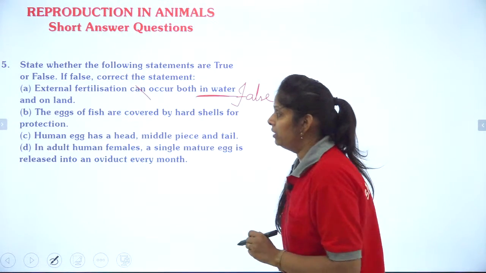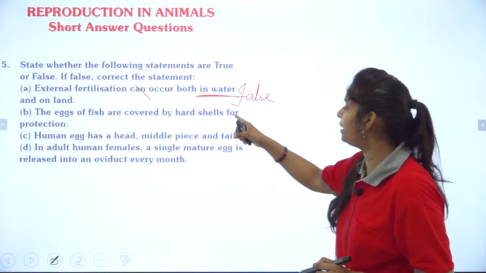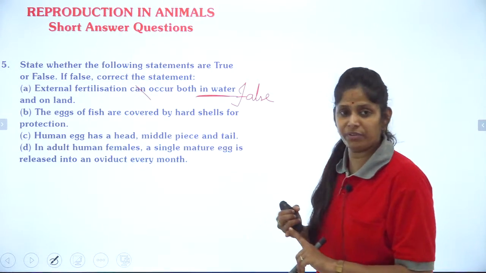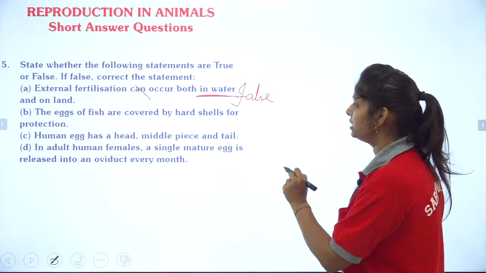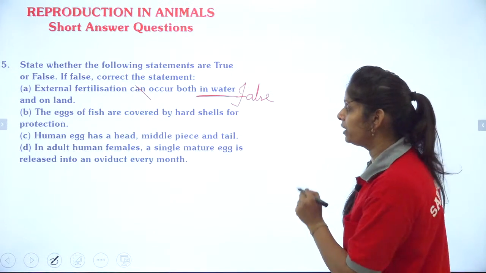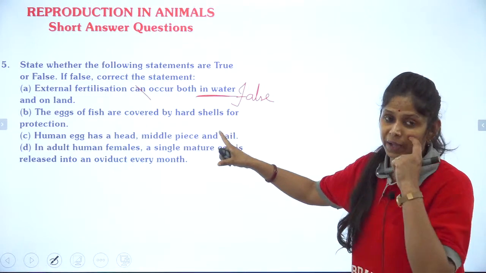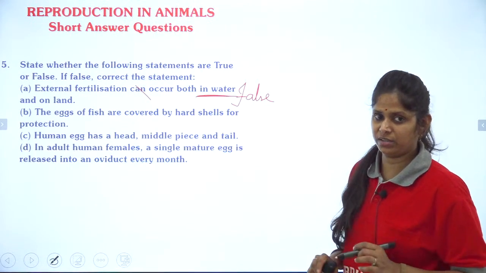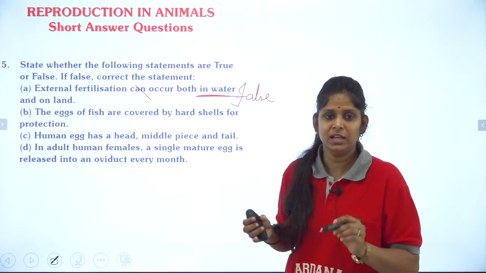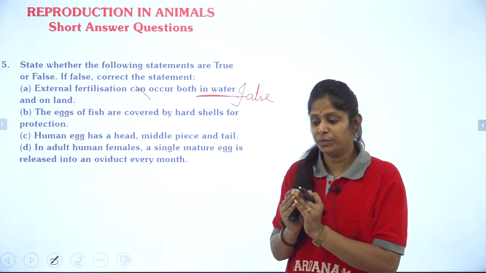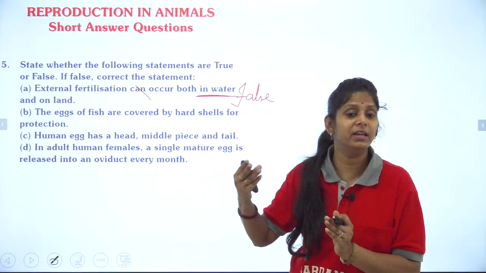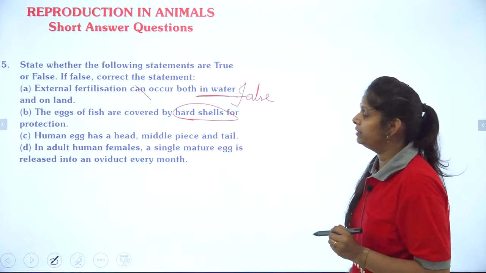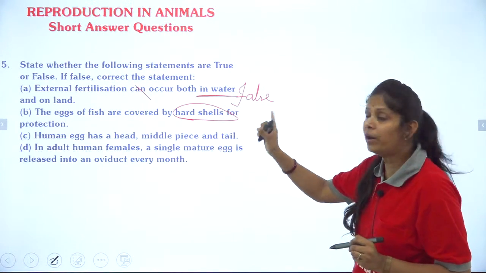B. The eggs of fish are covered by hard shells for protection. No. If you talk about eggs of frogs, or eggs of fish, these are not covered by hard shells for protection. In place of this, what can you write? The eggs of fish are covered by a gelatinous covering, a jelly-like substance, for protection. And because of this jelly-like substance, these are held together and not eaten by other predators, other animals also. Clear? So in place of hard shell, you have to write that these are covered by gelatinous covering for protection.